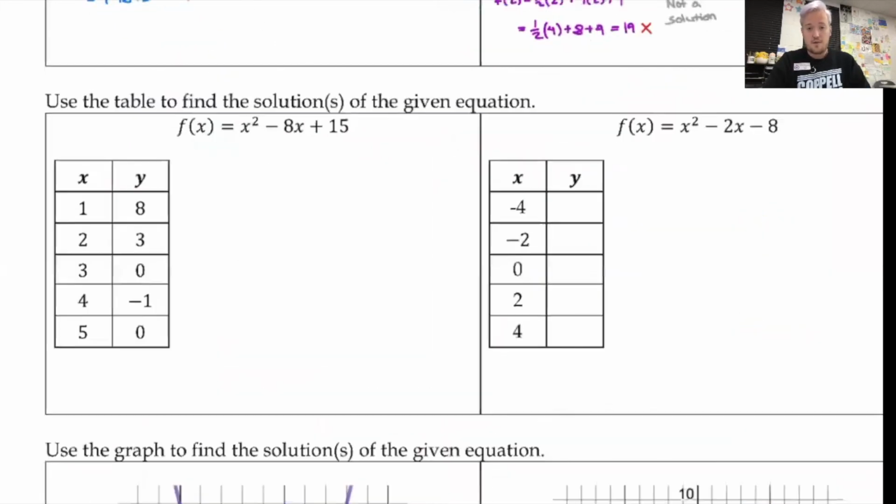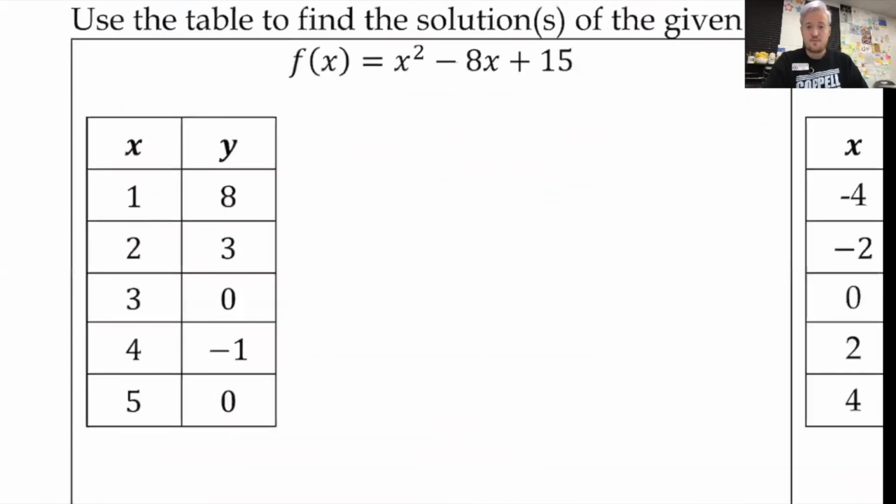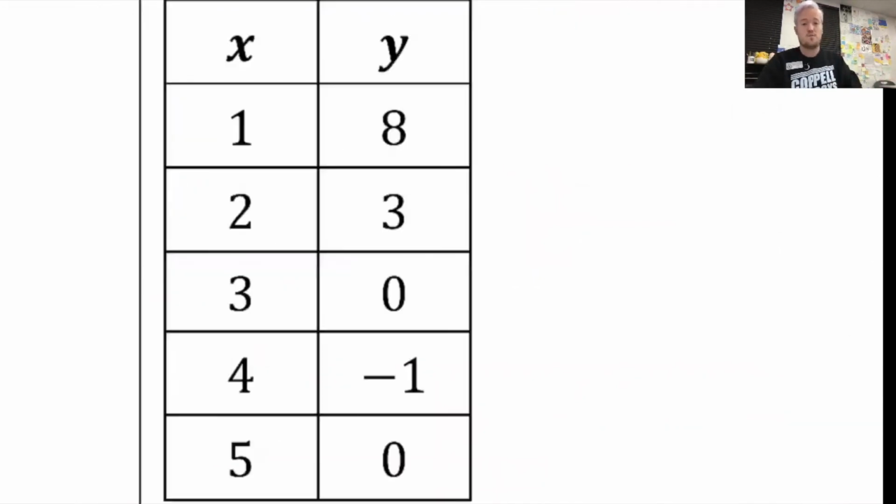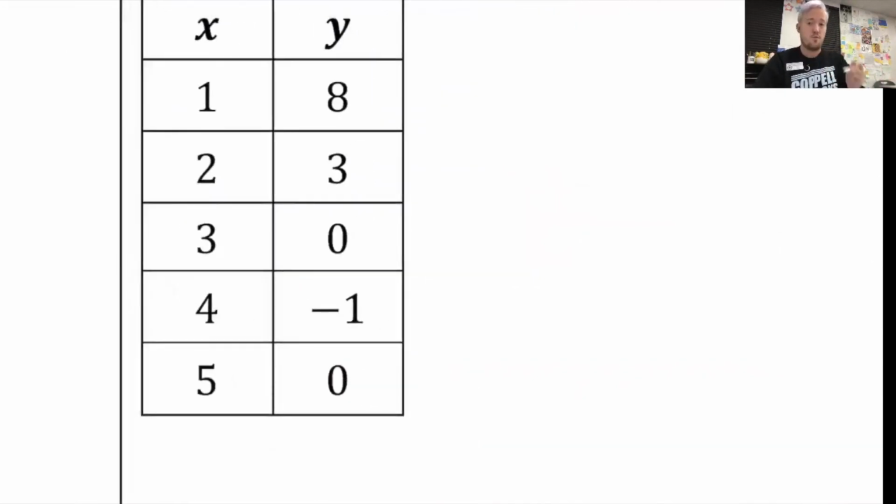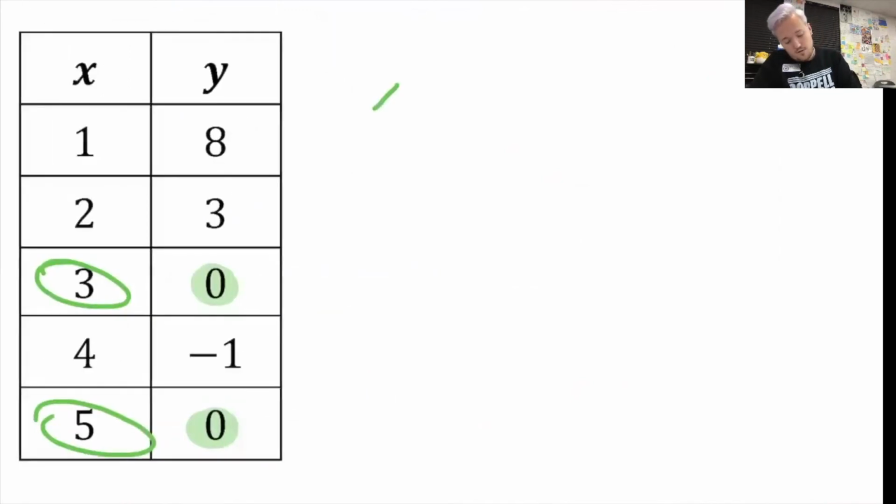All right, so speaking of calculator and looking at the table, this is literally what we're doing next. If I give you a table, you're looking for where the y value is equal to 0. The y value is equal to 0 here and here, which means those corresponding x values are your solutions. So your solution here is going to be 3 and 5, which is all you're doing for these.